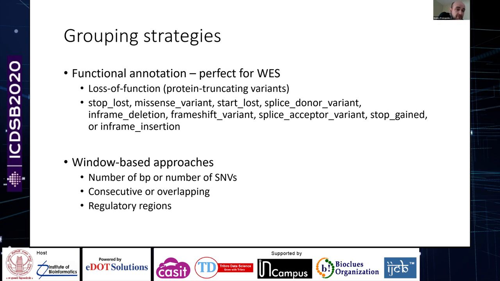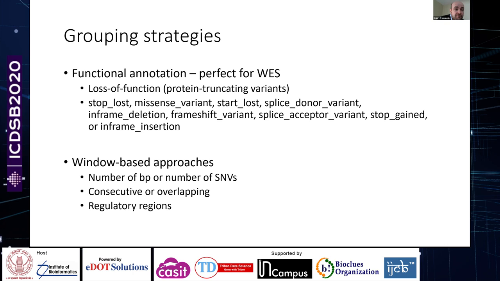So you can test all loss of function variants within an exome, or you can broaden this group and include stop loss, missense variants, splicing variants, insertions into this group, and test them together. This is perfect for whole exome sequencing. But how about whole genome sequencing?